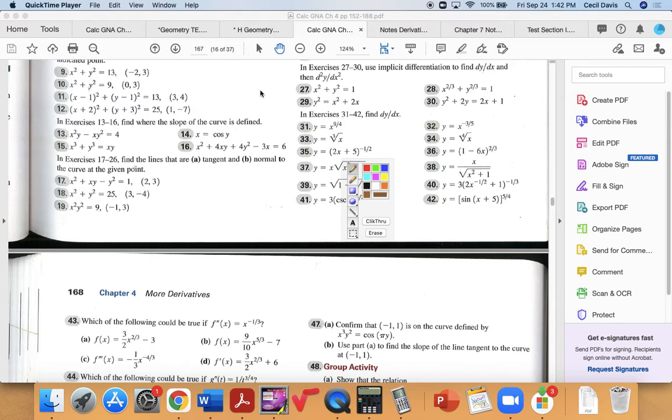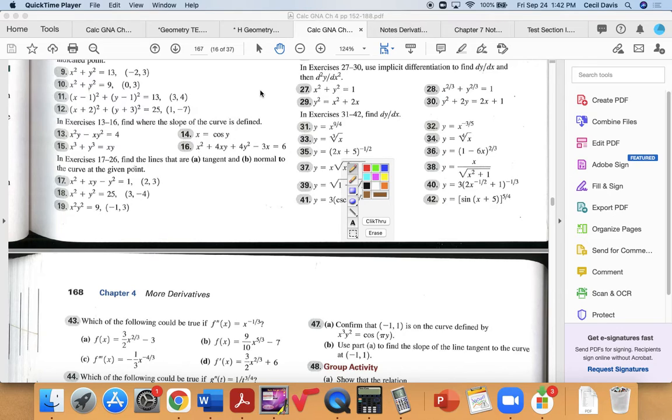24 for part A, it's y equals 2x. And for part B, it's y equals negative 1/2 x plus 5 pi over 8. 28, dy dx is negative y to the 1/3 over x to the 1/3.